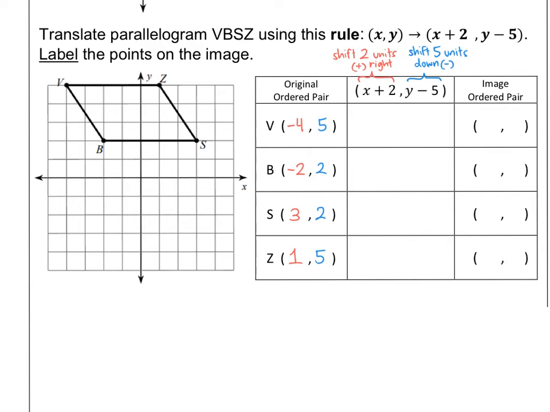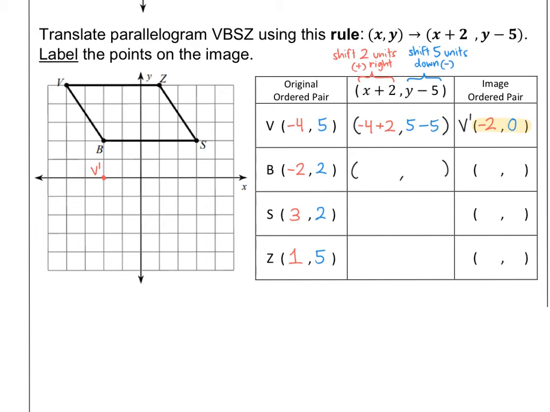So if our original point V was at -4, 5, according to our translation rule, when we add 2 to the x-coordinate, that's sliding the point over 2 units to the right, making our new x-coordinate for V prime -2. And then the translation rule for y says we need to move this point 5 units downwards. So we subtract 5 from 5, making our new y-coordinate 0. And so our new point V prime is going to have the coordinates -2, 0.